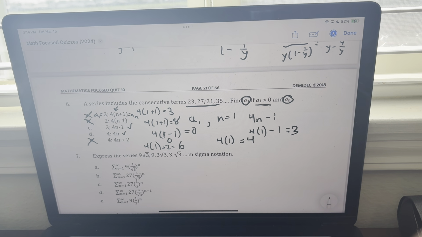We know that if we go ahead and say 27 minus 23 is, we know, equal to a factor of 4. So we know this number is correct right here. It increases by 4 each time we add a term, or each time we put the term in.